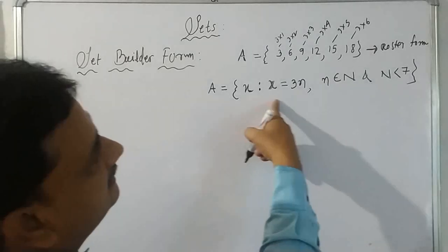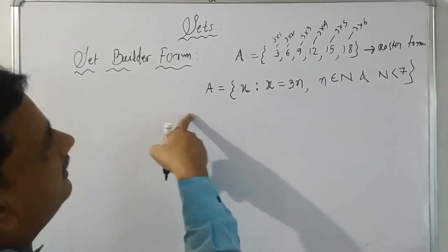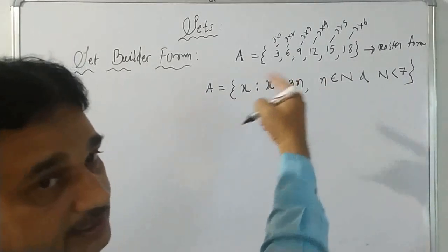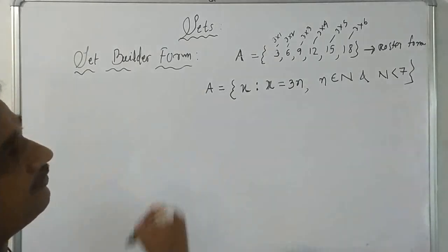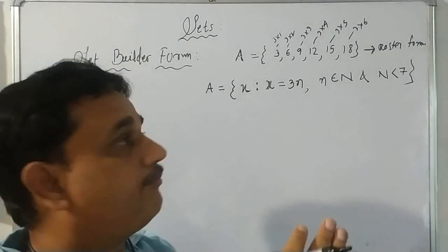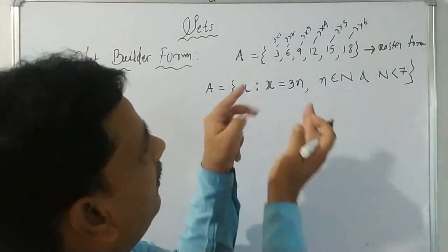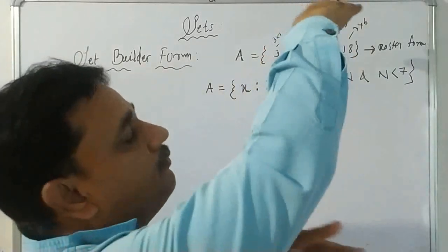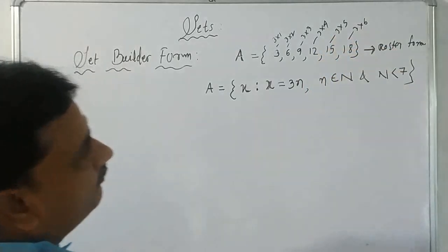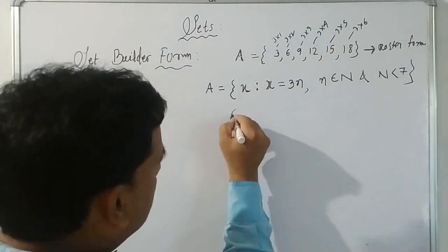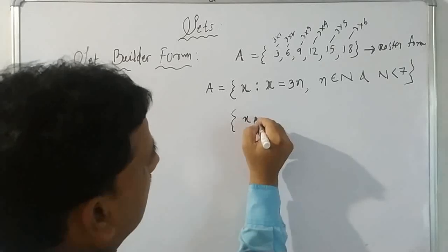This is the way of writing a set in set builder form. Okay, always a set will be given in roster form. You have to convert it into set builder form. Or if set builder form is given, then you have to convert it to roster form. Same thing you can write like this also.